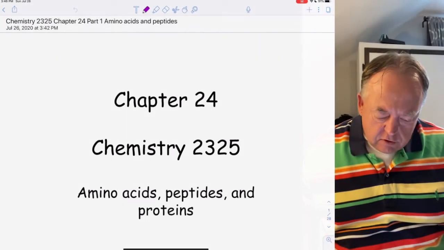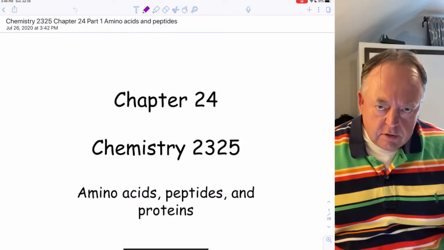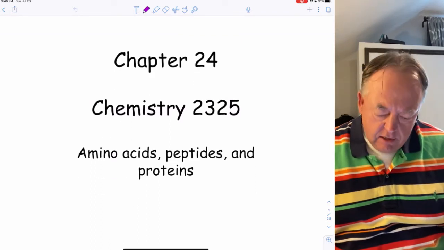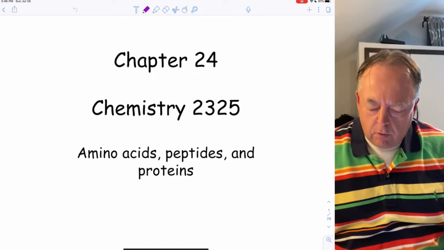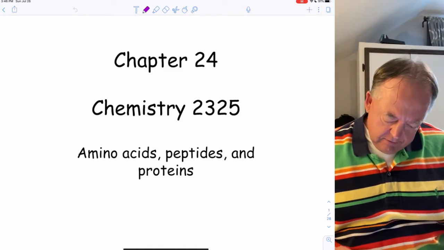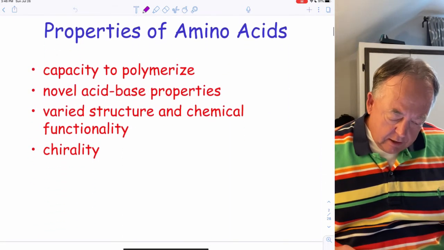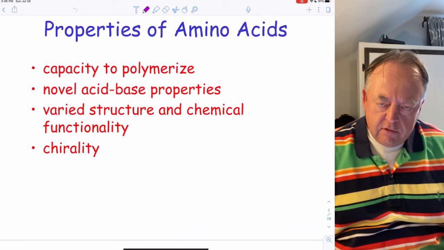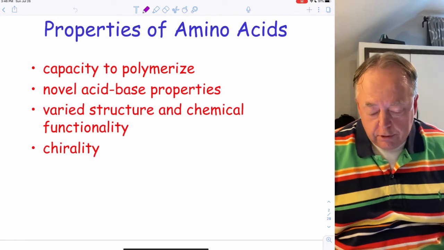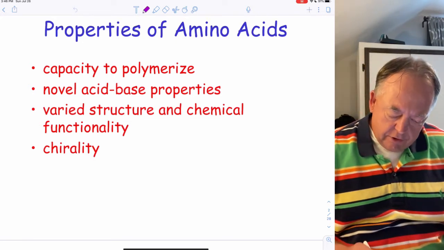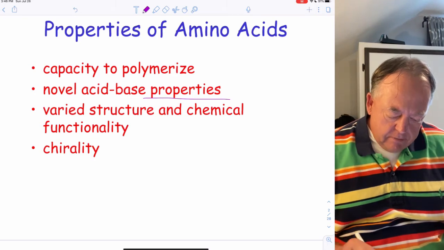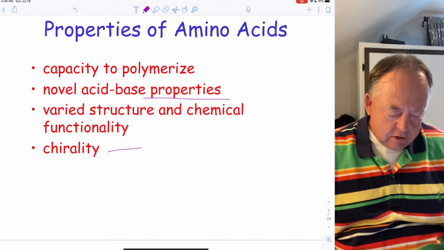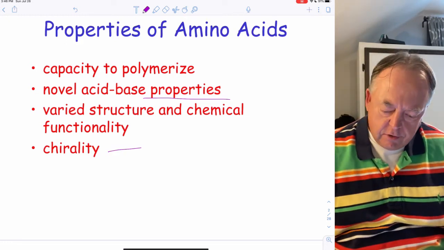So this will be the first lecture out of chapter 24, the first of two lectures. In this lecture, we'll cover amino acids, some of their basic general properties, and peptides. Amino acids have the capacity to polymerize to form peptides and then proteins. We'll look at their acid-base properties and their chirality in this lecture, and in the next lecture, look at some of the basic reactions that they undergo.